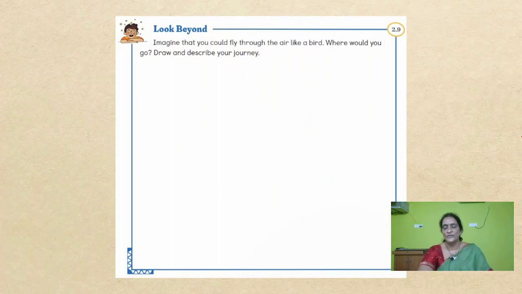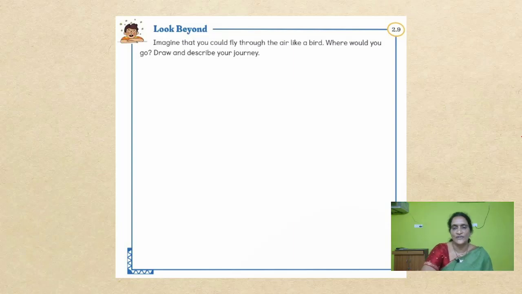Okay, children, now look at this. Imagine that you could fly through the air like a bird. Where would you go? Draw and describe your journey. If I were a bird, where would I go? I would immediately go to Hyderabad and have an ice cream, Natural's ice cream. So you write your own feelings. If you have wings, where would you go?